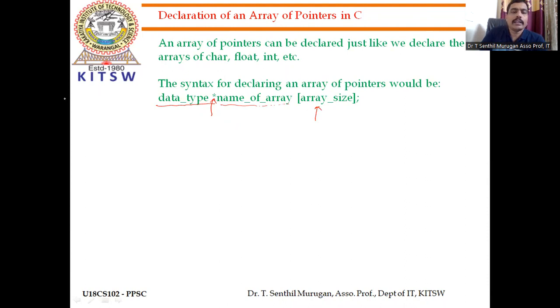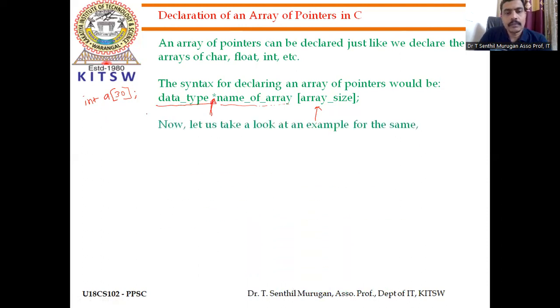So how can we write it? For example, an integer array: int, array name A, and if we want 30 integers, we can give the size of the array. The same structure is used, but this is a pointer, so we use an asterisk. That is the only difference from a normal declaration. Let us see this example.